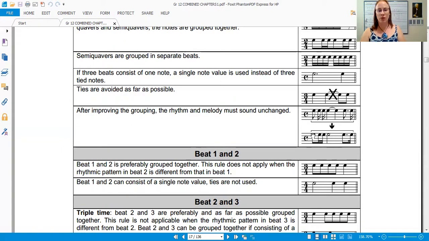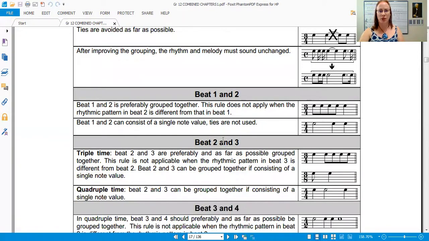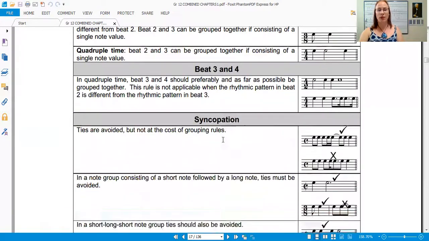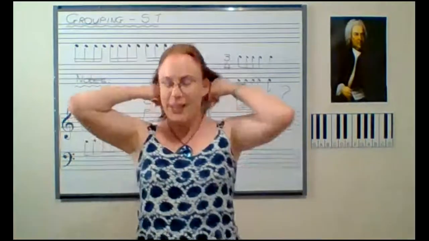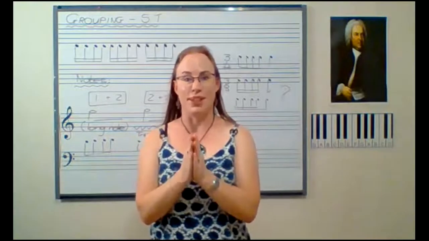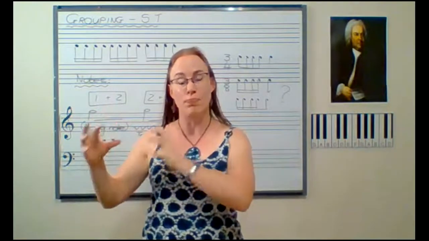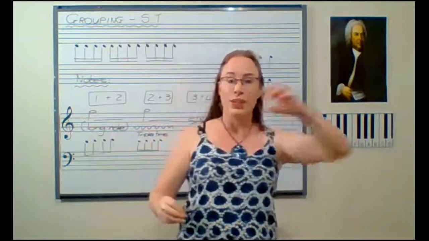Okay, and then from this point onwards, you'll see I'm going to talk now about beat 1 and 2, 2 and 3, 3 and 4, but that I'm going to do on the board. So let's quickly have a look at this. So this is how easy grouping rules in simple time are. And you're going to see how I actually pull these rules through to compound time as well.